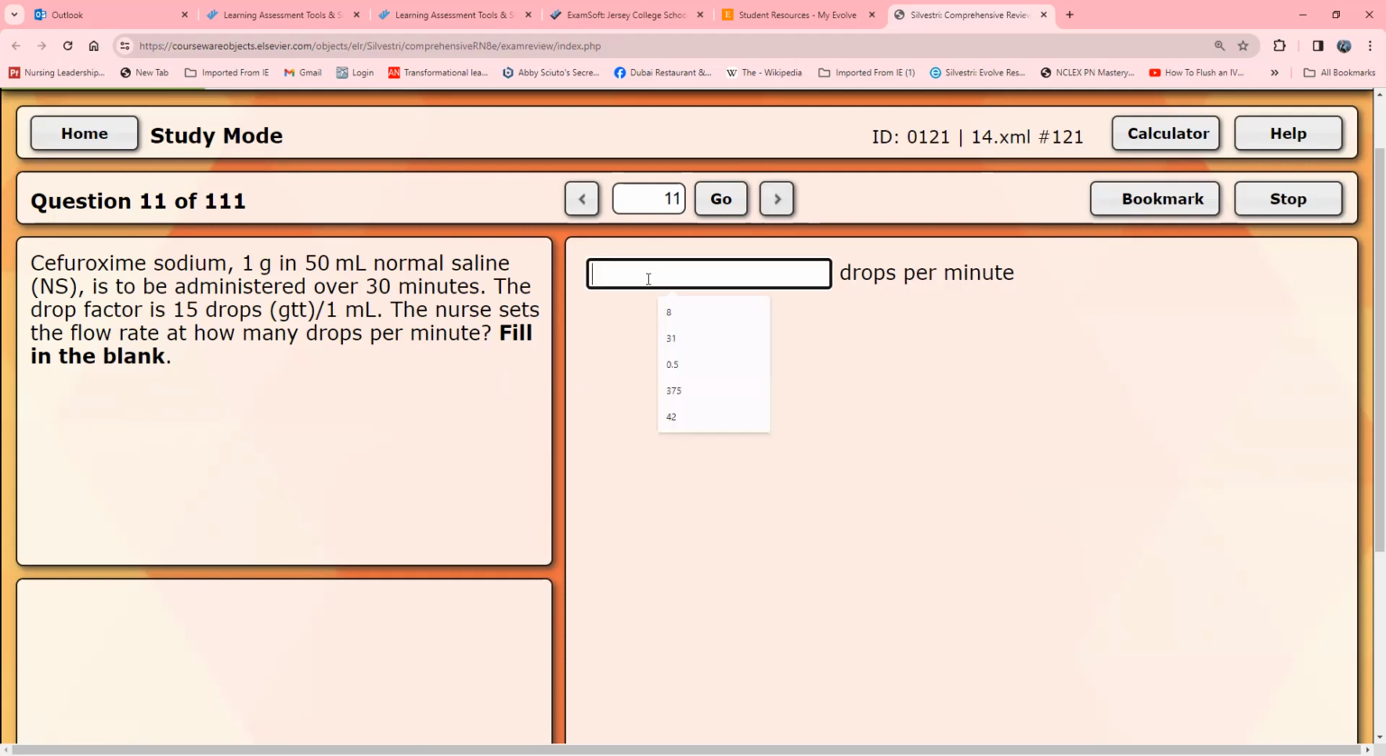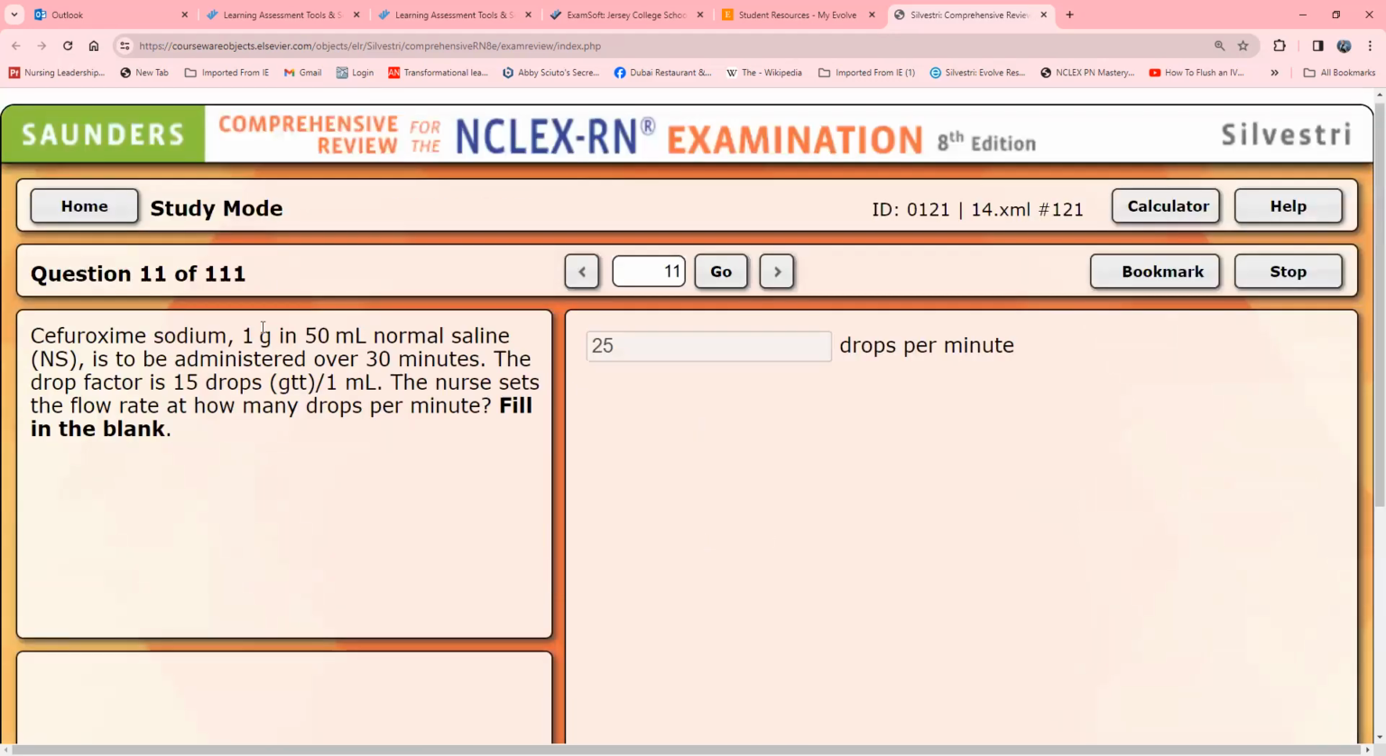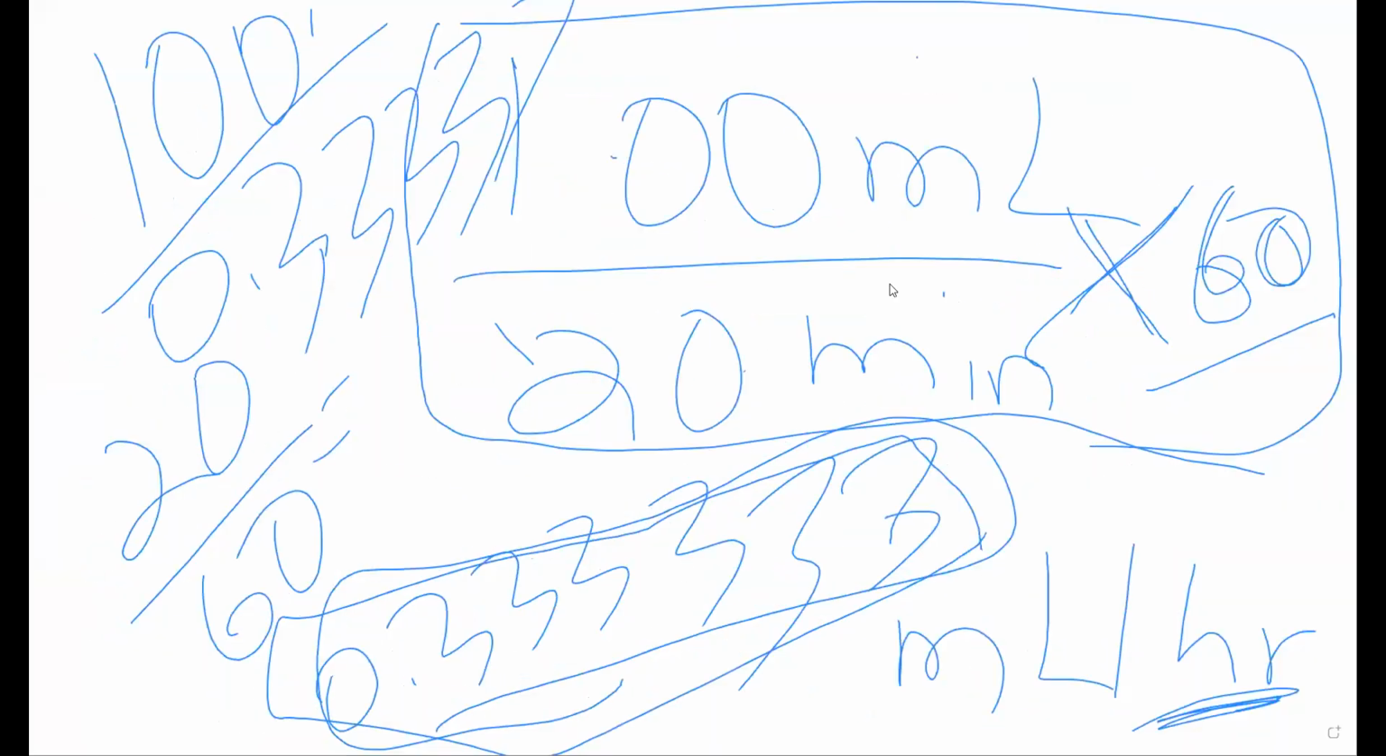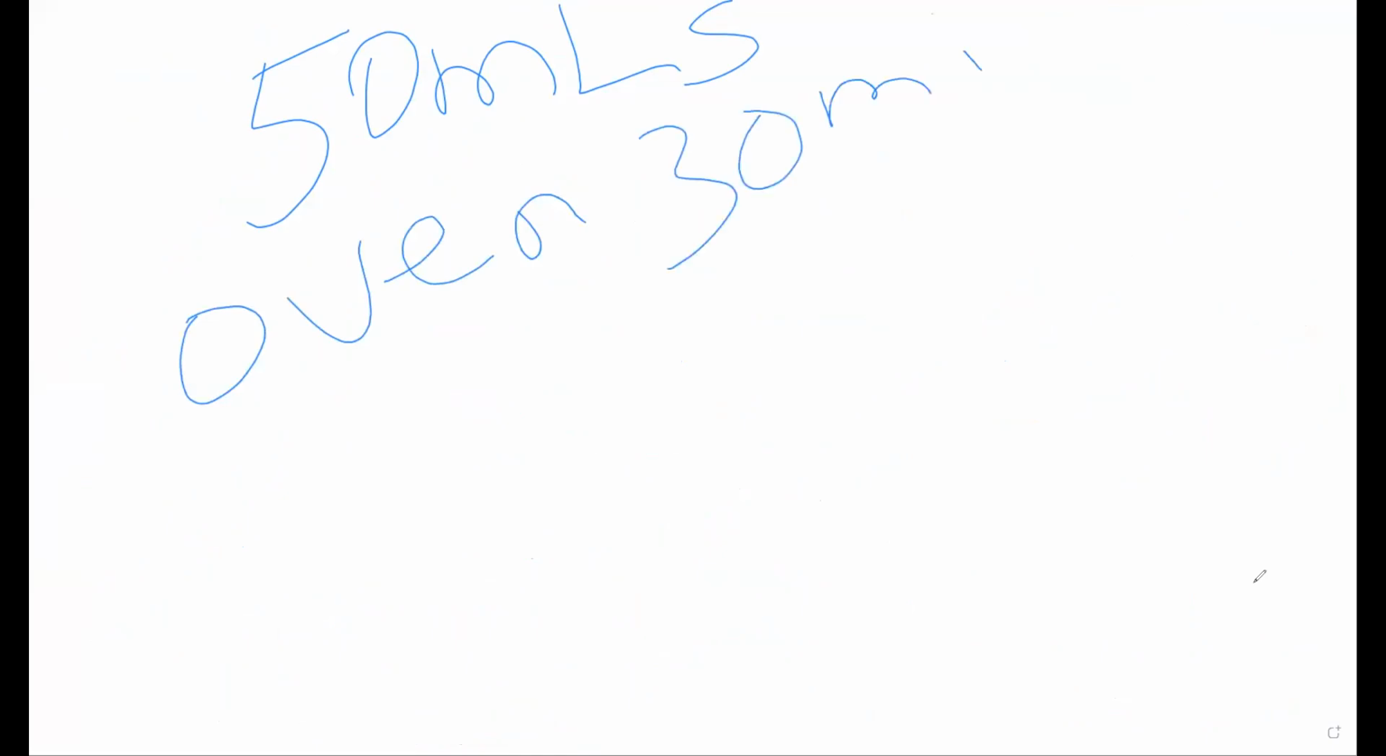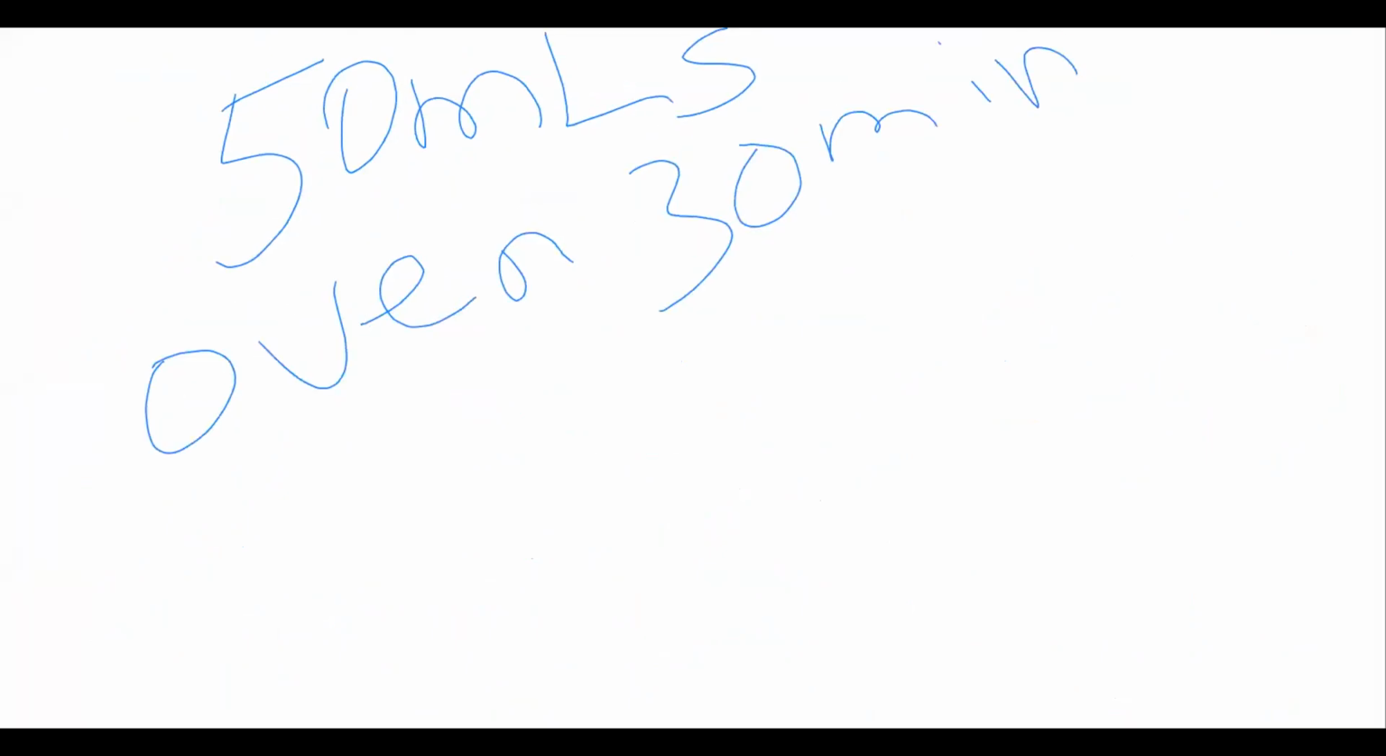Okay, now let's just look at this question here because this is a good example. So we have 50 mLs. Let's take that 50 mLs and go to our whiteboard. I have 50 mLs, and I'm going to give it over 30 minutes. What would I set the pump to on mLs per hour?